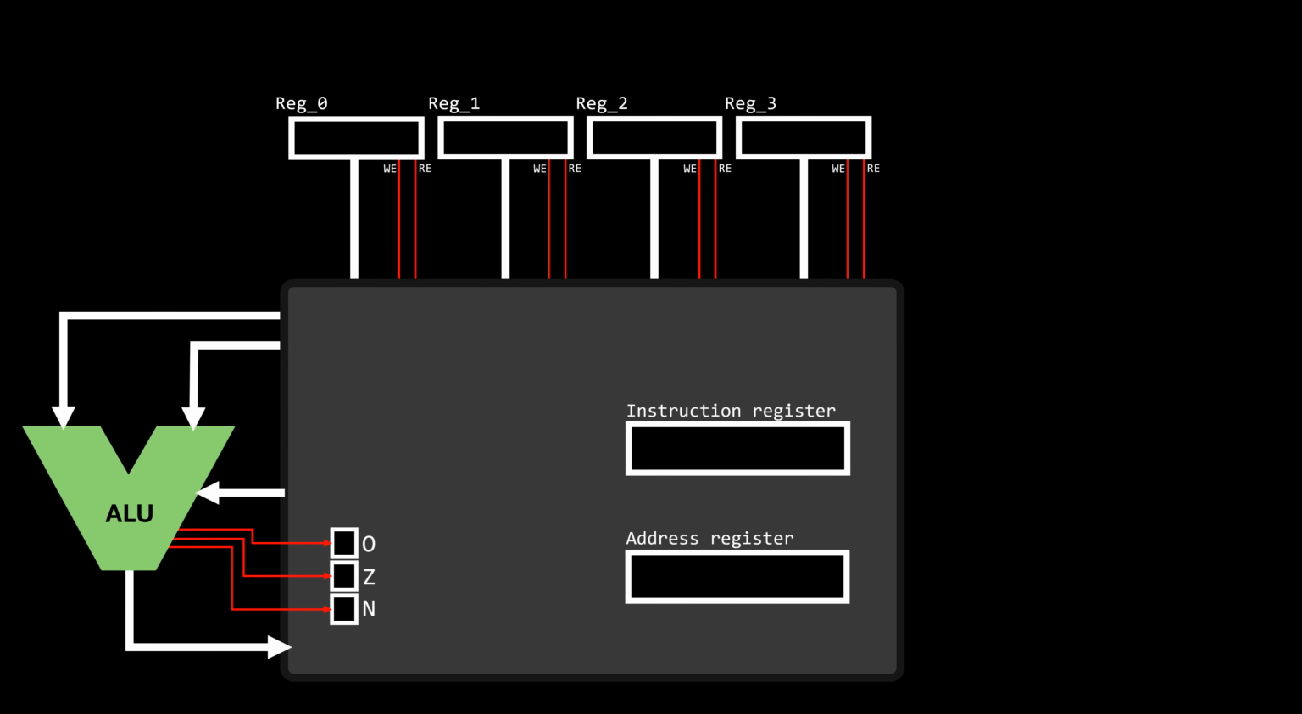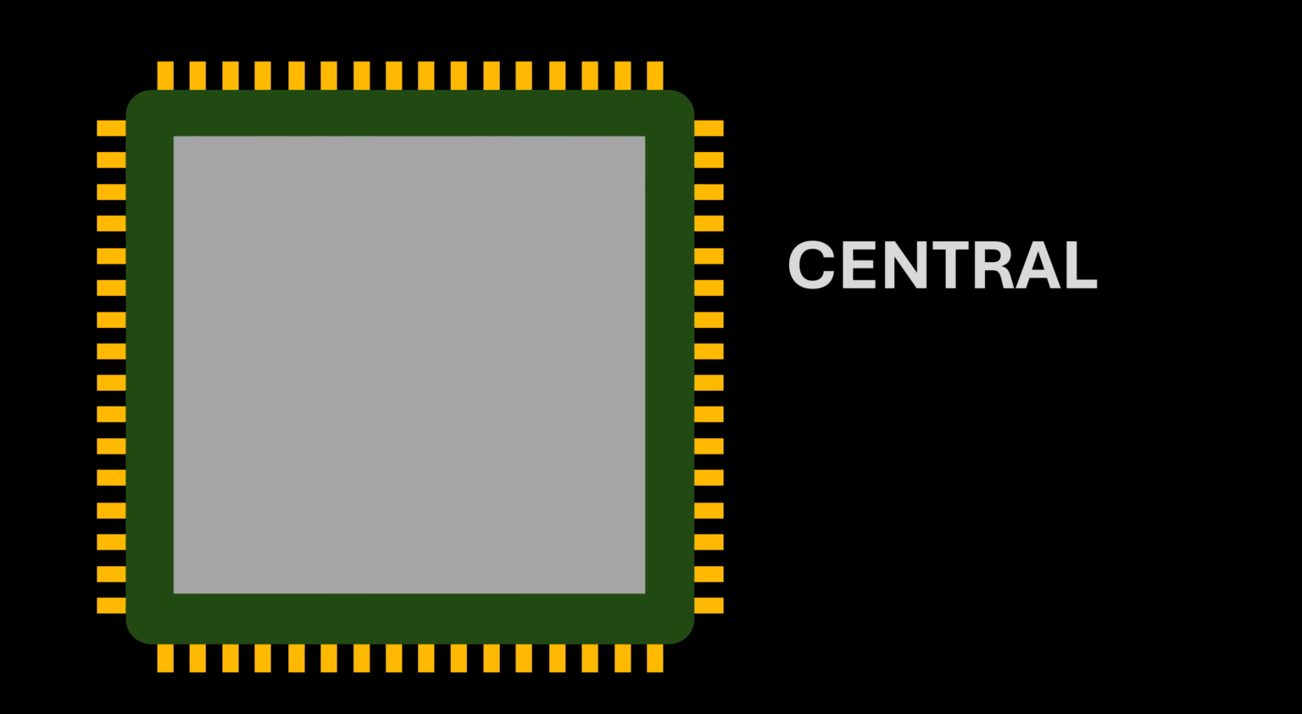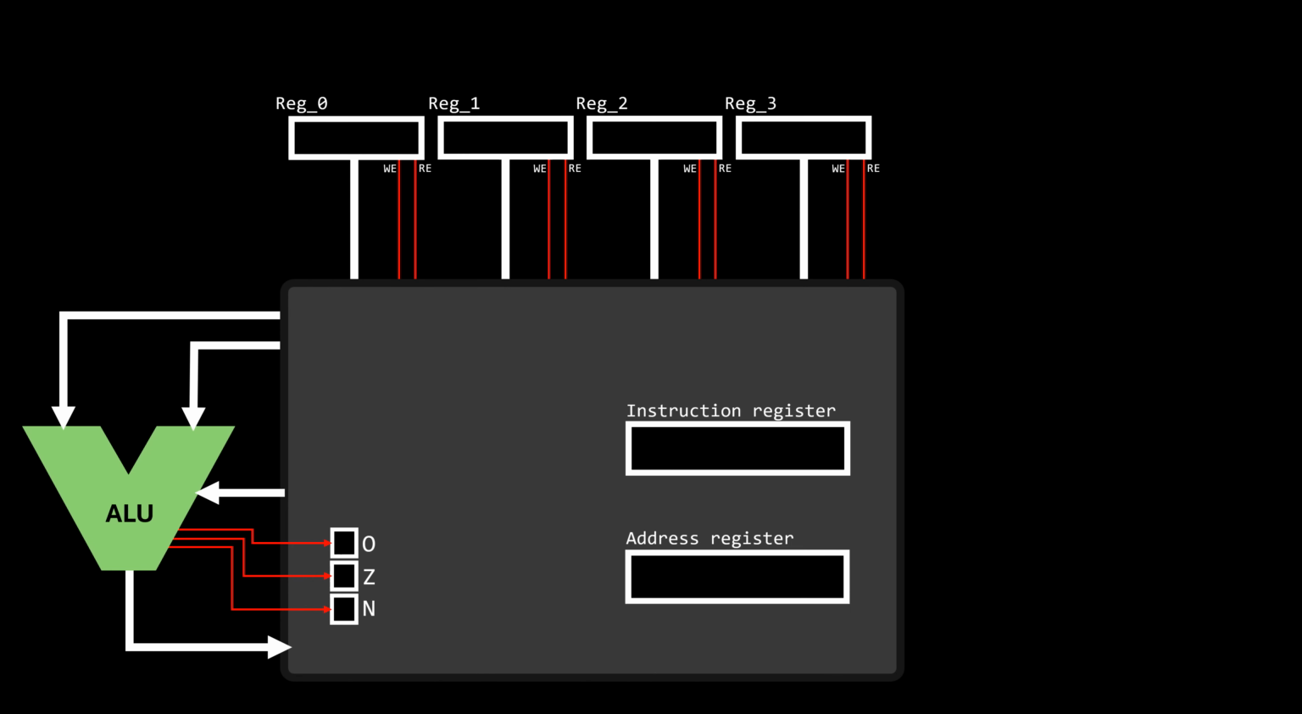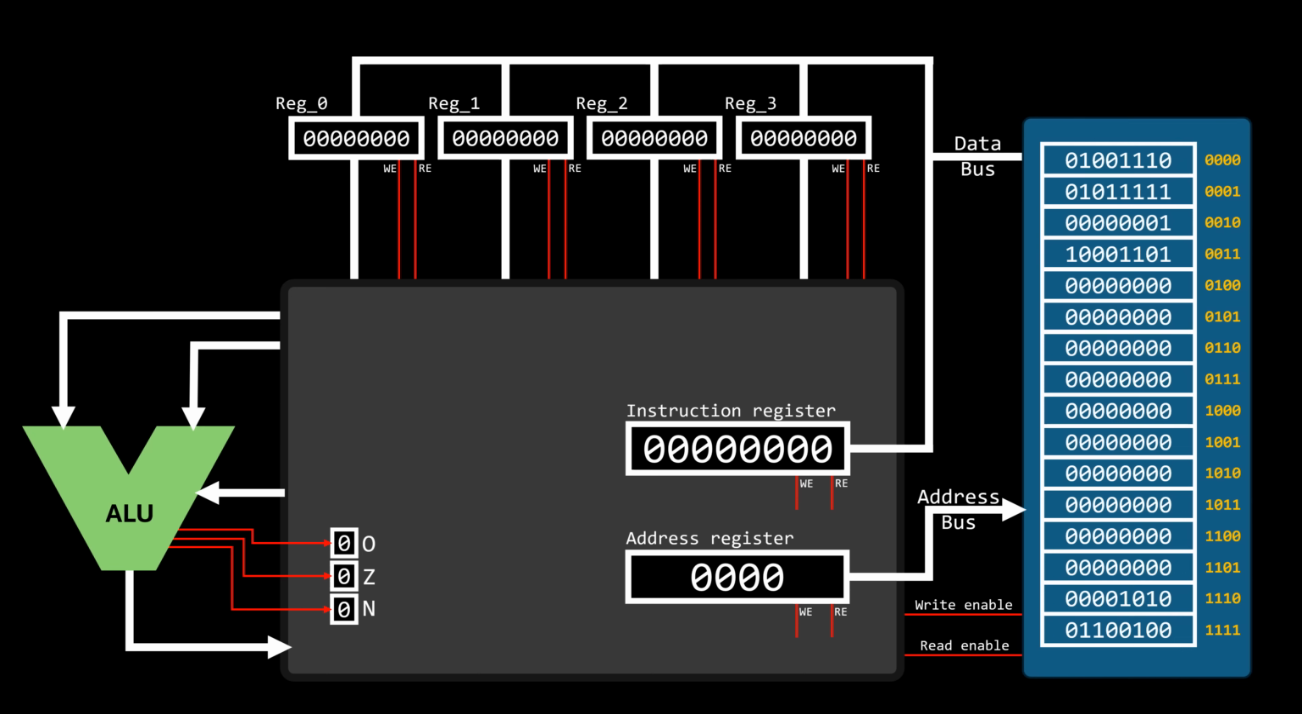Inside the control unit, there are special registers, such as the instruction register and the address register. Additionally, there are small 1-bit registers called flags, which will be very important in the next episode. All of these components are packed inside another component known as the central processing unit, also known as the CPU. When this giant circuit is powered on, everything is set to 0, so both data and instructions need to be fetched from an external source, memory.